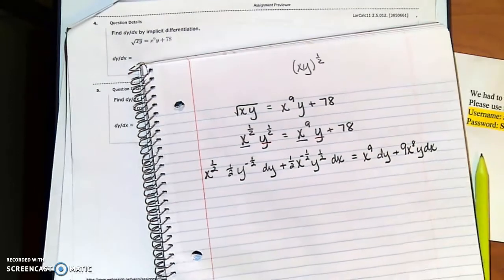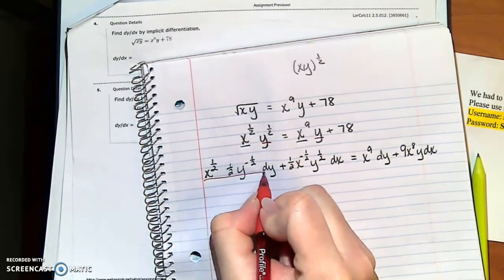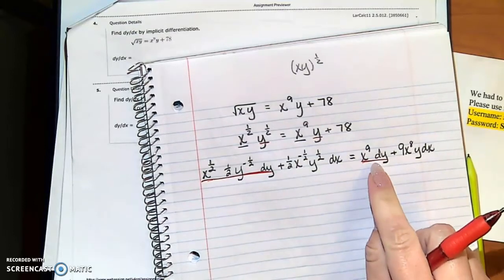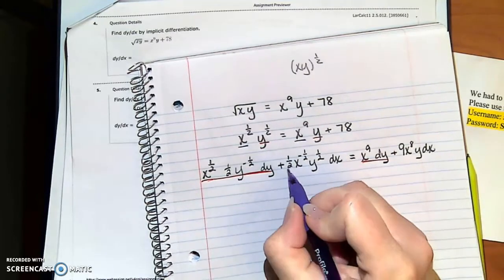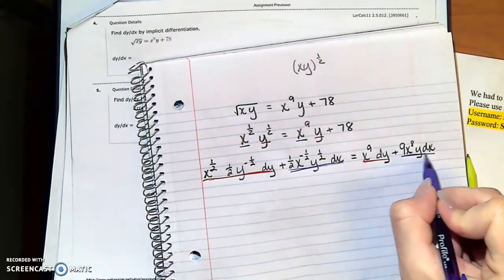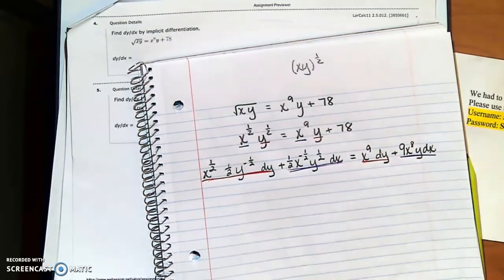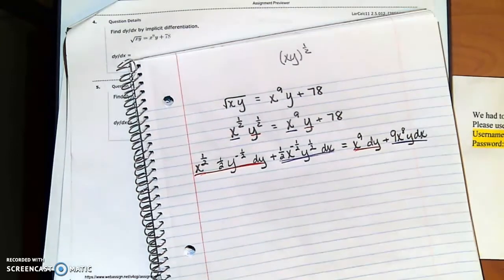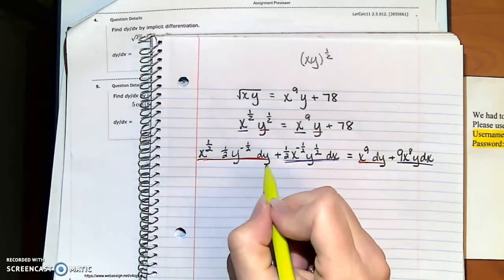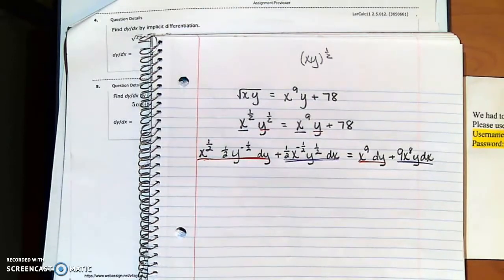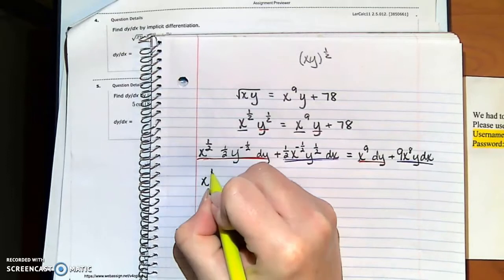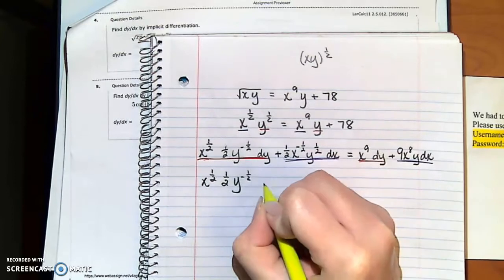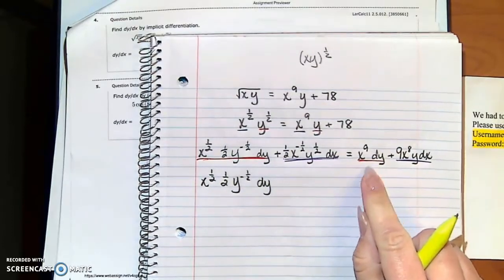So if he has a dy, I want him on the left. So that means I'm going to have to subtract him over. If he has a dx, I want him on the right. So I'm going to have to subtract him over. So what I have now, I've lost my pencil, is crooked. What I have now is x to the 1/2 times 1/2 y to the negative 1/2 dy, and I'm going to subtract this one over.